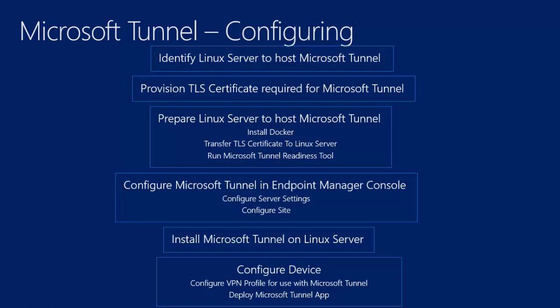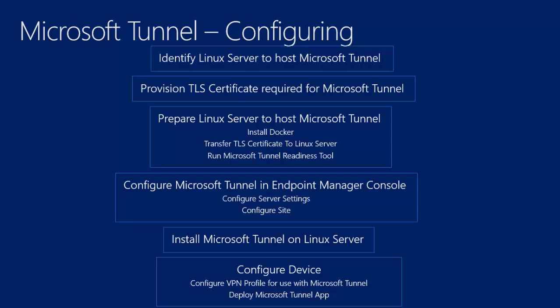This is basically an overview of the steps that we're going to show in detail in a minute. So basically what we're going to do to get Microsoft Tunnel configured is we're going to first identify a Linux server that will host Microsoft Tunnel. I'll show you building that from the ground up. We're going to provision a TLS certificate that is going to be required for Microsoft Tunnel.